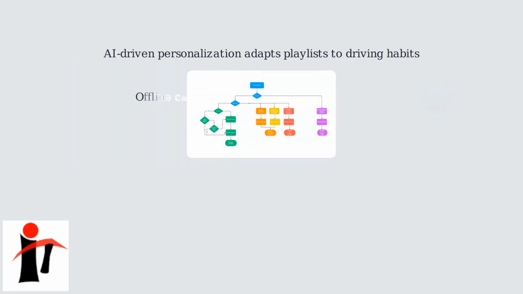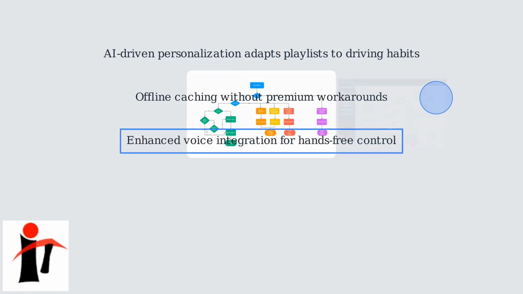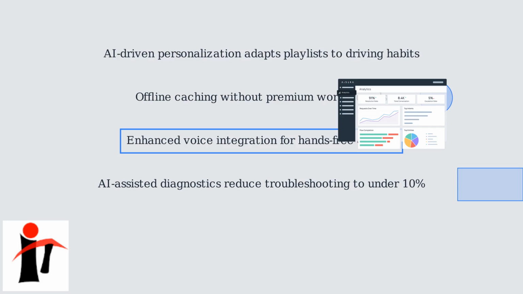Looking ahead, deeper Spotify Tesla integration brings AI-driven personalization, adapting playlists to your driving habits, like energetic music for highways. Future updates will enable offline caching without needing premium workarounds. Enhanced voice integration allows hands-free control through AI assistants like Grok. As software matures, troubleshooting drops to under 10% by 2030, with AI-assisted diagnostics resolving issues automatically.